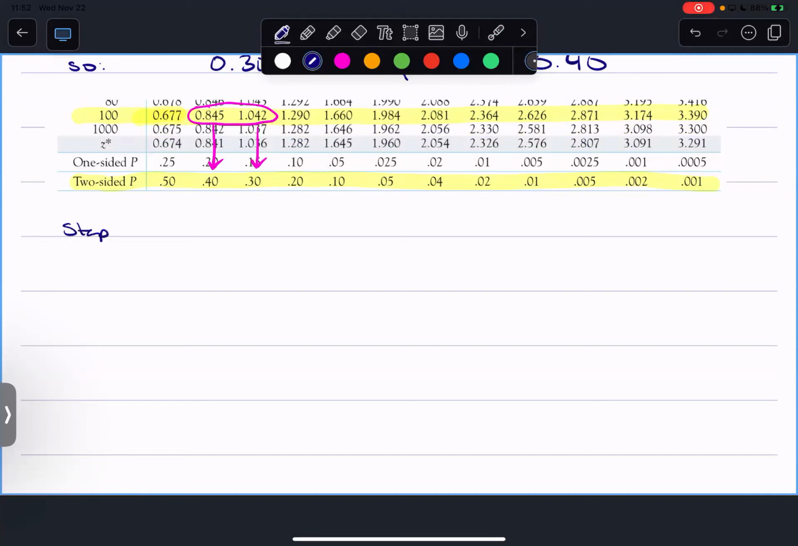So step 4 is our conclusion. Three parts to our conclusion, same three parts as always. First, you compare your p-value to your alpha level. Is it less than your alpha level? Is it greater than your alpha level? Or rather, is it not less than your alpha level?